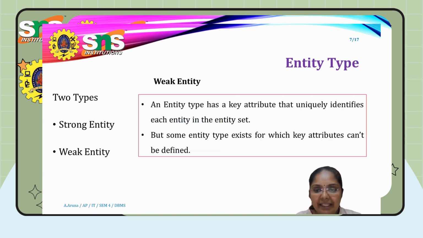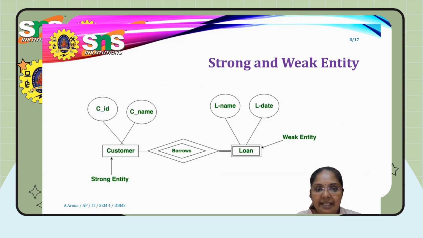The next one is a weak entity. Here the key attribute cannot be defined. Only in this case can we say it is a weak entity. Let us see an example. Here I have to establish a connection between customer and loan. Customer is one entity, loan is another entity. Is it possible for every customer to borrow a loan? Only whenever the customer needs it can they borrow a loan. Not every customer in the bank goes for a loan, is it right? So I can say loan is my weak entity.